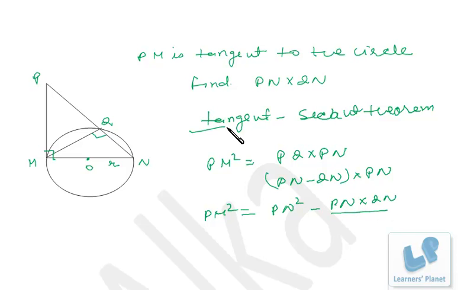Right? So simple. We have used tangent secant theorem. This is tangent and PQN is known as secant because that intersects the circle at 2 points. So PM square is equal to PQ into PN, that is actually tangent secant theorem. We replaced PQ by PN minus QN and open up the bracket, put up the relationship of PM square and PN square and you are done.